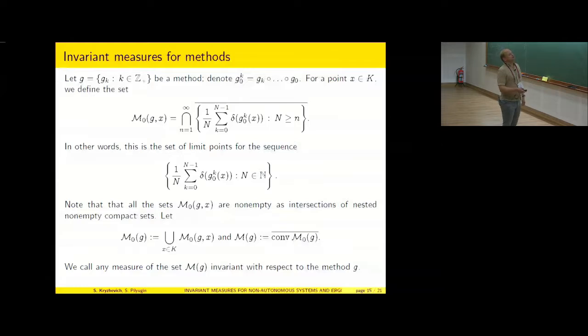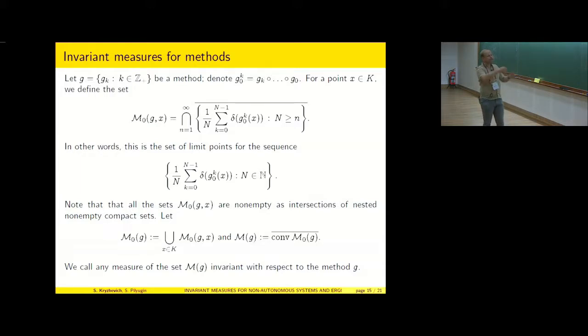Then for all points x, we take the union over x in K, and then we obtain a set, take its convex hull and close it. What we obtain in the end, we call the set of invariant measures for the numerical method G. First we introduce so-called ergodic measures as limit points of Birkhoff averages. Then we consider them for all points x, and then we take the convex hull and closure. They don't satisfy any other condition. This is just the definition, because I don't have other invariance conditions, you see, Stefano.